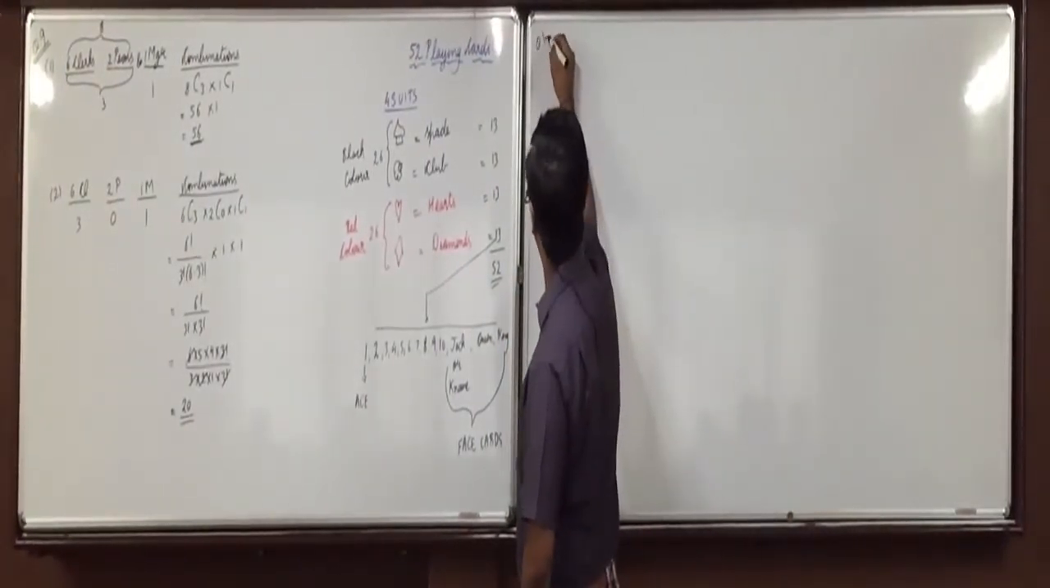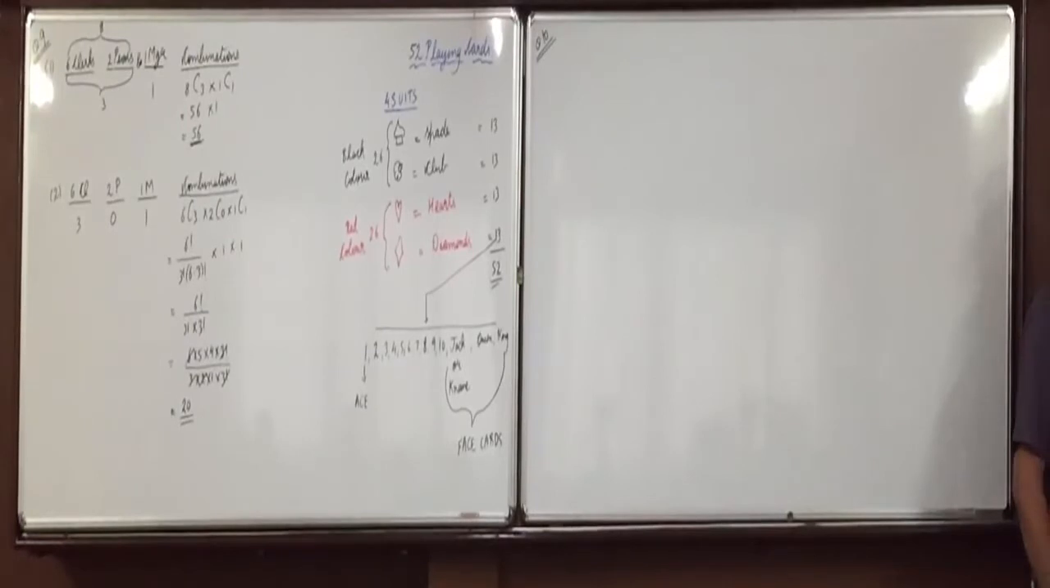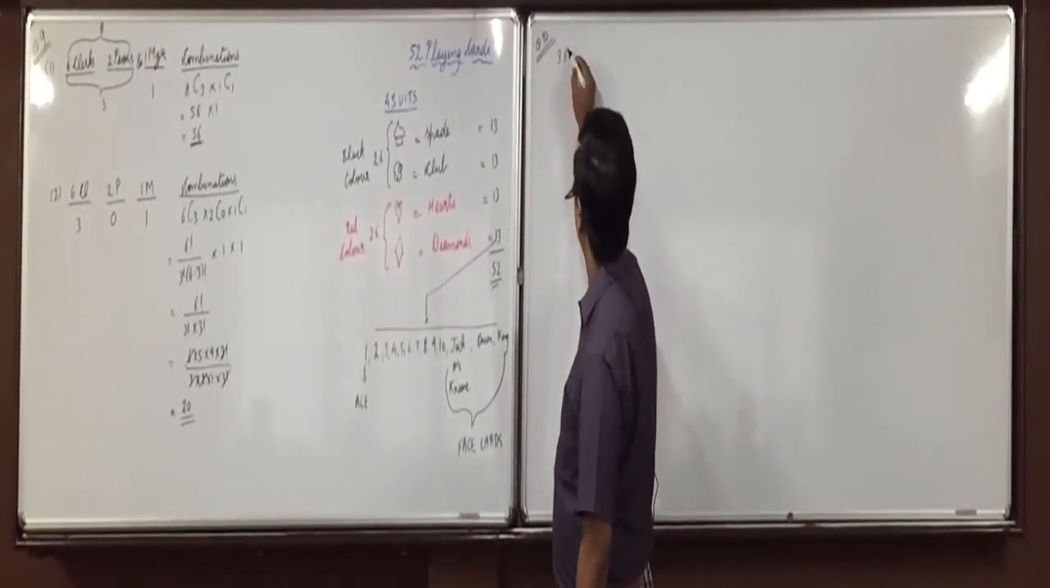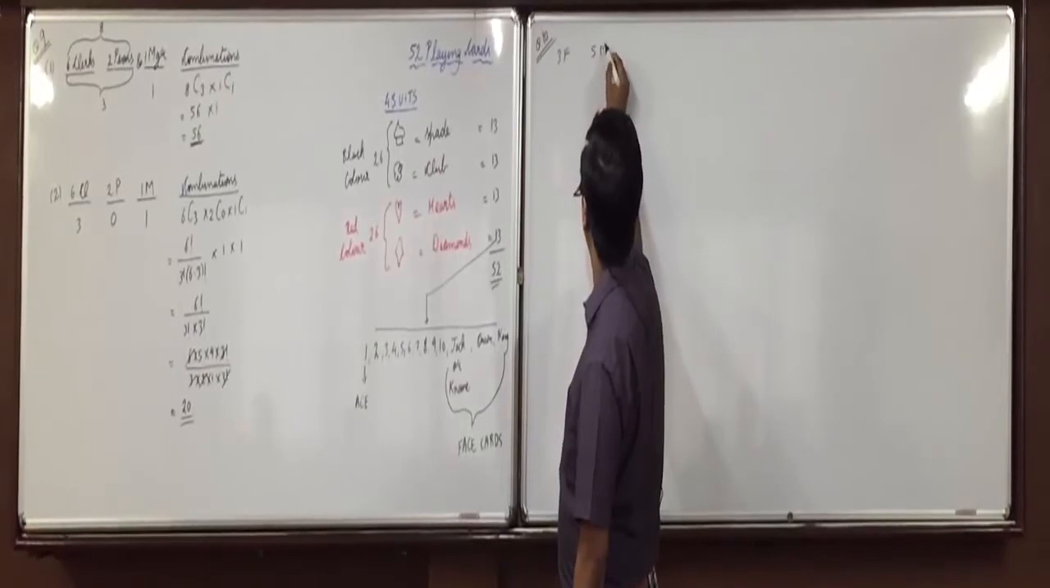Now look at question number 10. In an office, silence everyone, there are 8 employees of which 3 are females. Means remaining 5 are males.